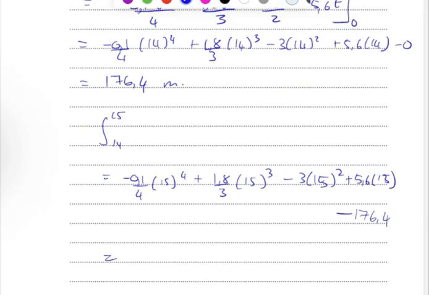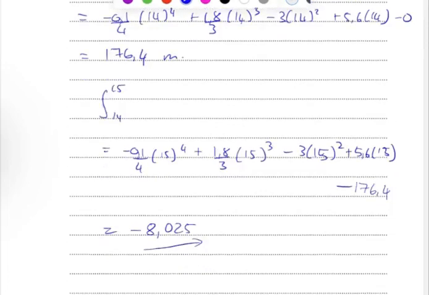Okay, I'm noticing that I am not typing this in properly. Times 15 to the power 4 plus 1.8 over 3. Cool, so I'm getting a value, and then I'm saying minus 176.4. That's what I got from above. I expect this answer to be negative because it's underneath my graph. So now I've got to make it positive.